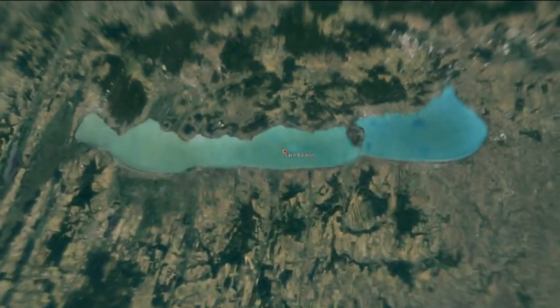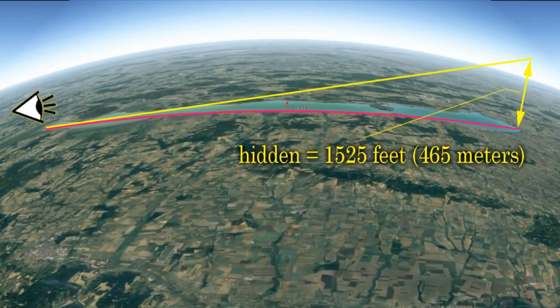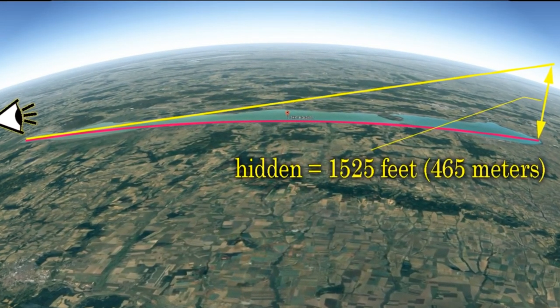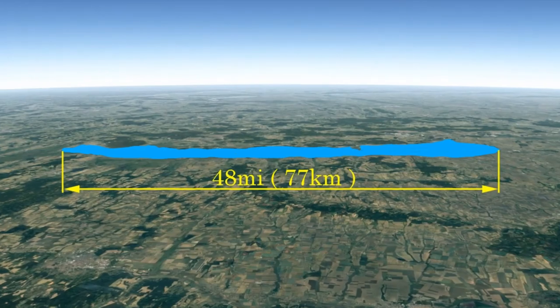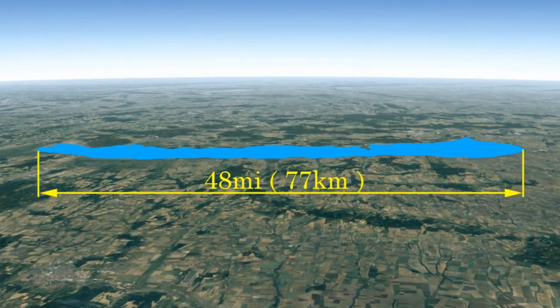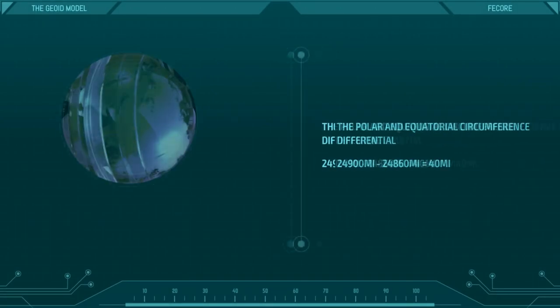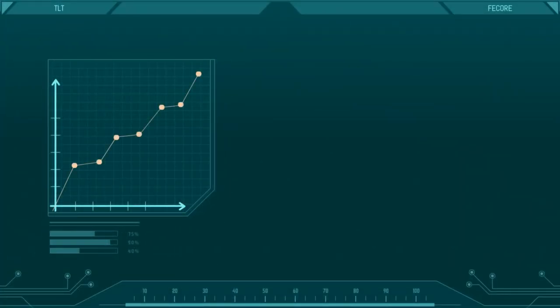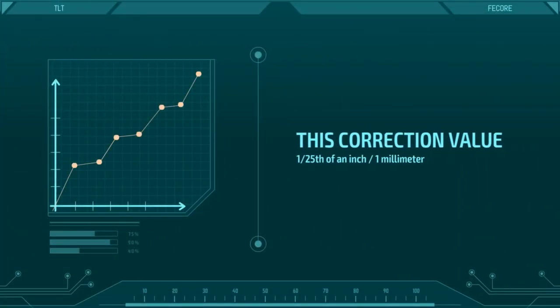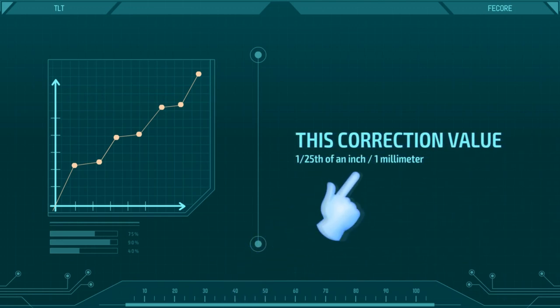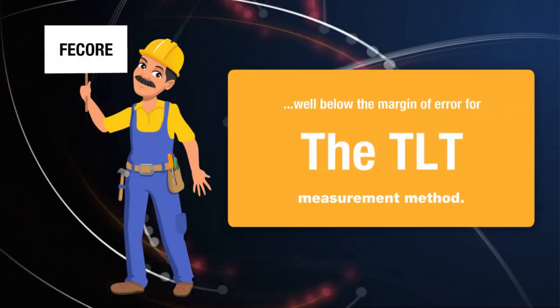This calculation would give a result of 1,525 feet or 465 meters on the total distance of 48 miles, which is 77 kilometers, over Lake Balaton. The polar and equatorial circumference differential is relatively insignificant to factor in, but FECORE did calculate the ellipsoid correction for each measurement. This correction value in the magnitude of 1/25th of an inch or 1 millimeter is well below the margin of error for the TLT measurement method.